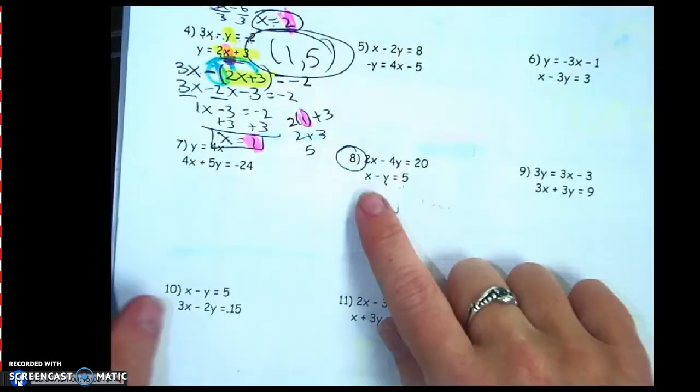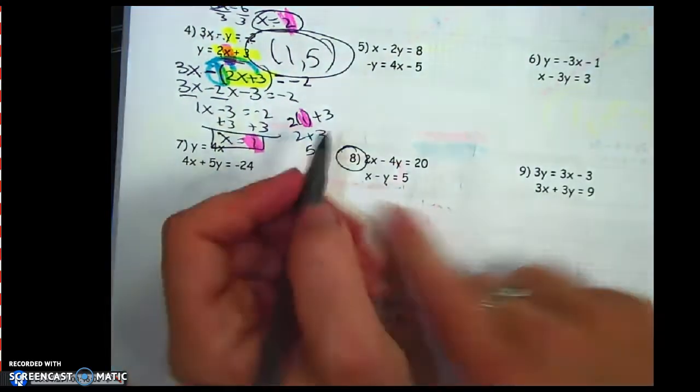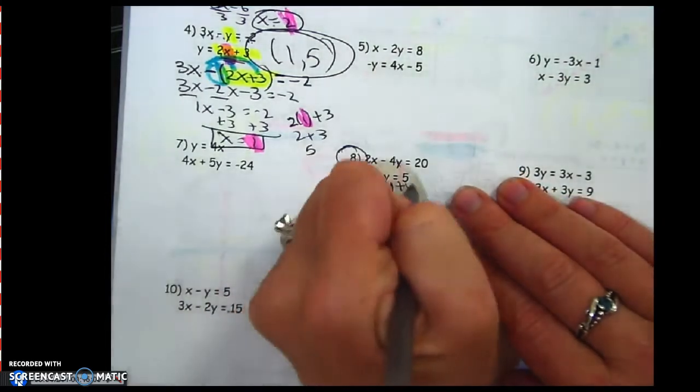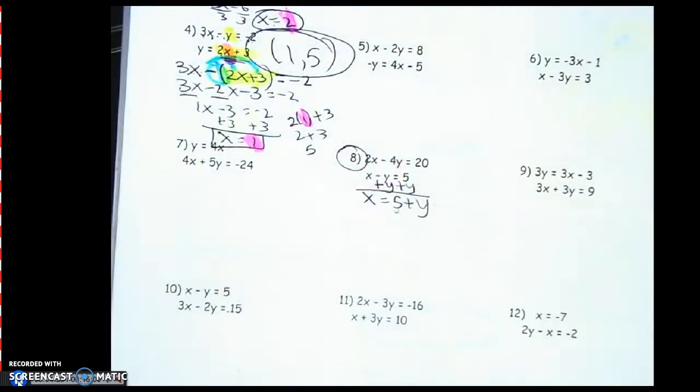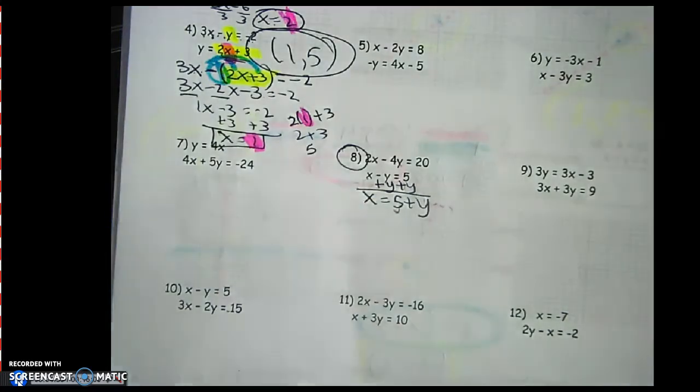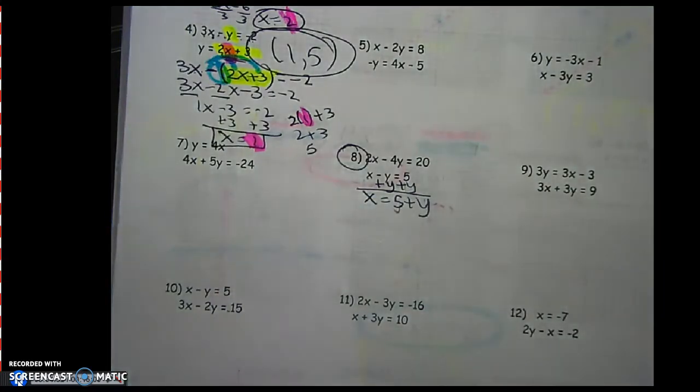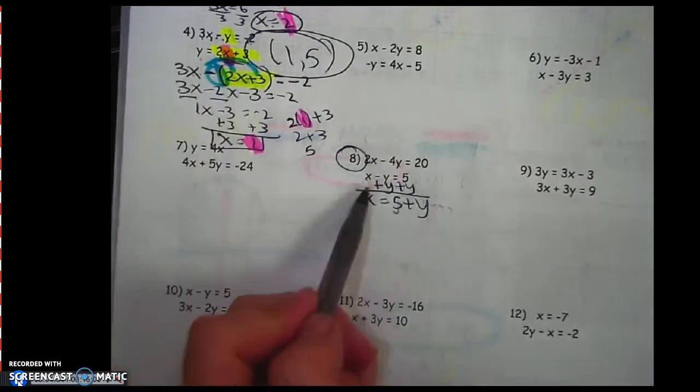If I solve for the x instead, all I have to do is add y. And then, bam, I've solved for x. That was done in one step. Knowing how to be more efficient can help you out. You don't always have to solve for y. You can solve for x.